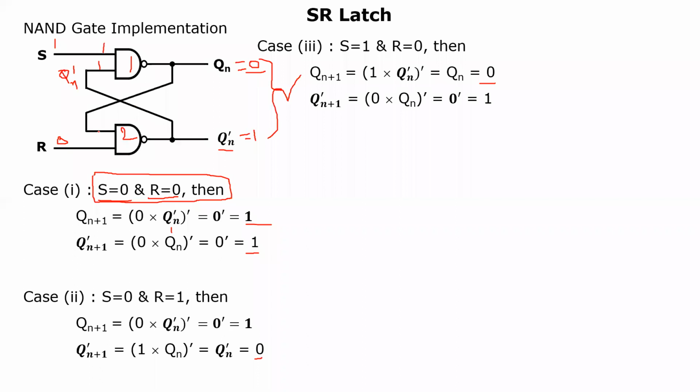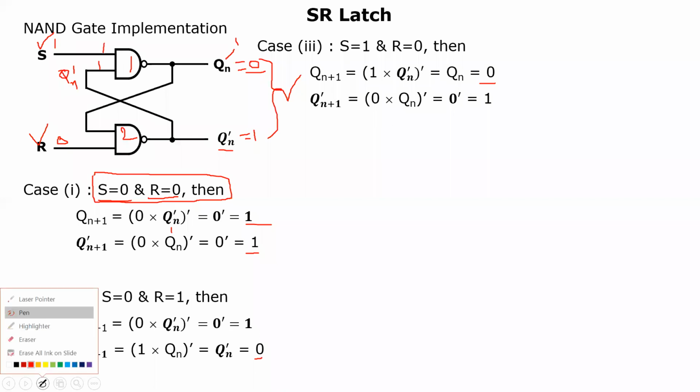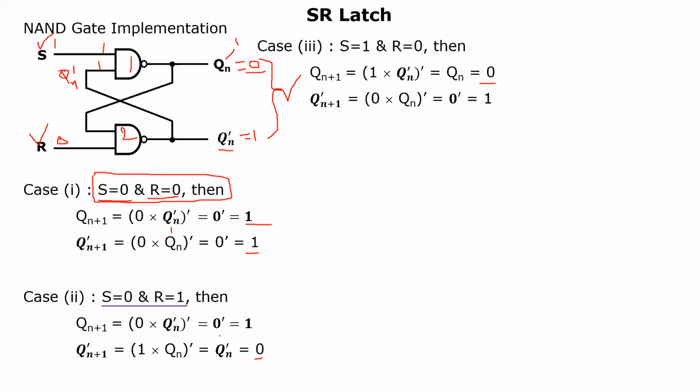However, as and when s equals 1 and r equals 0, the state is called the reset state. Previously Qn was equal to 1 here. I'm talking about the previous state. So when, for example, Qn plus 1 equals 1 and Qn complement equals 0, that 1 has been set to 0 here.